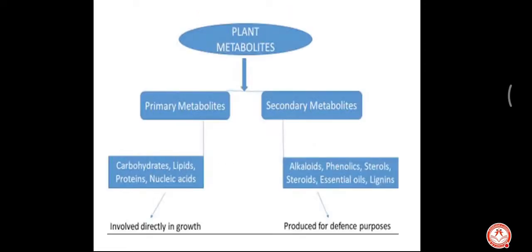There are two types of metabolites in plants, primary metabolites and secondary metabolites. Primary metabolites are carbohydrates, lipids, proteins, nucleic acids that are directly involved in the growth of a plant. While secondary metabolites, that are not involved in the growth of plants, are alkaloids, phenolic compounds, steroids, essential oils, lignins, and they are produced by the plants for defense purposes only.